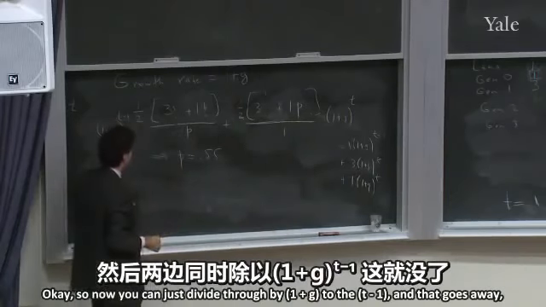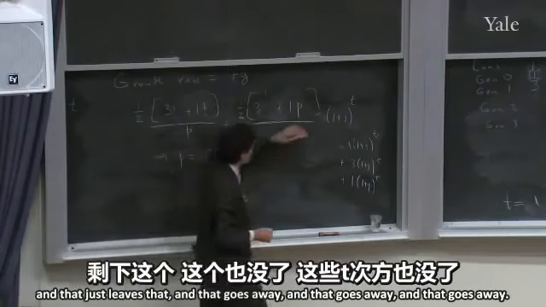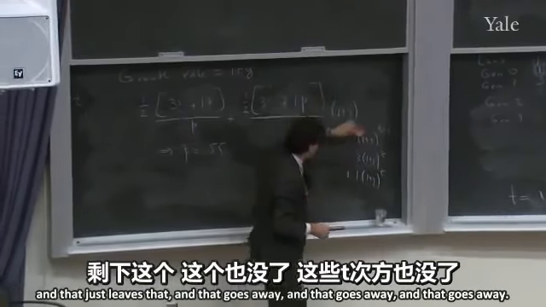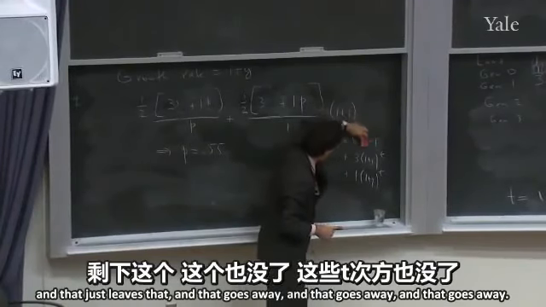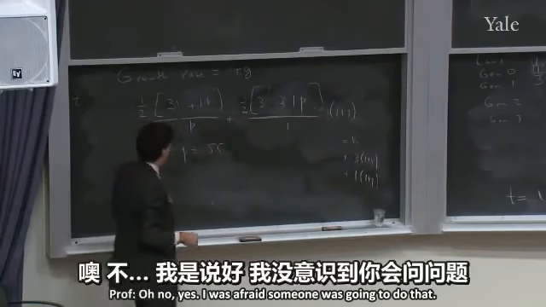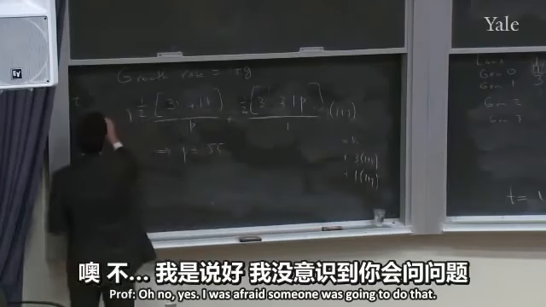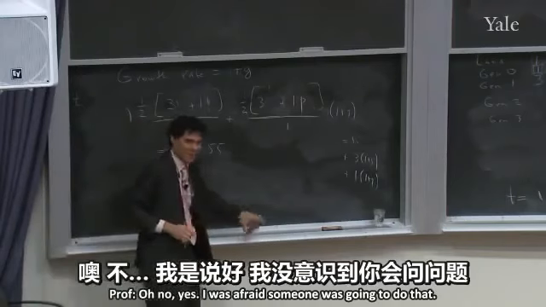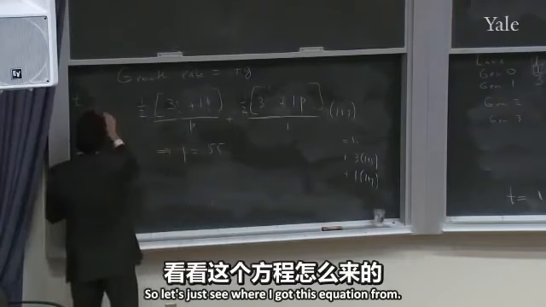Okay, so you can just now divide through by 1 plus g to the t minus 1, and that goes away. And that just leaves that. That goes away, and that goes away, and that goes away. So you'd have that equation. Oh, no. Yes. I was afraid someone was going to do that. Okay, so let's just see where I got this equation from.